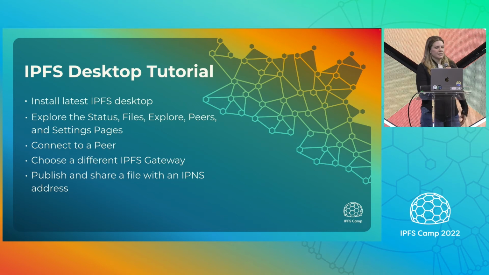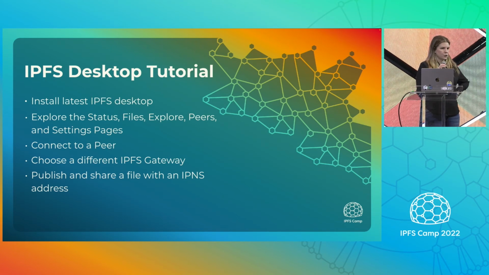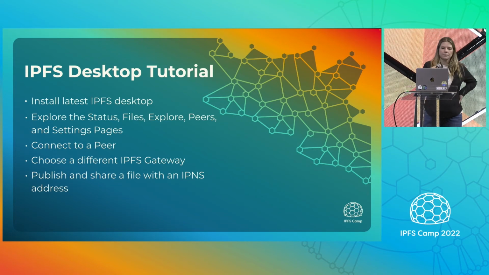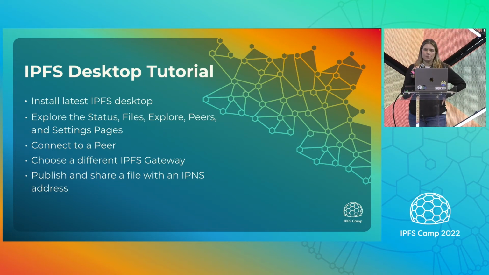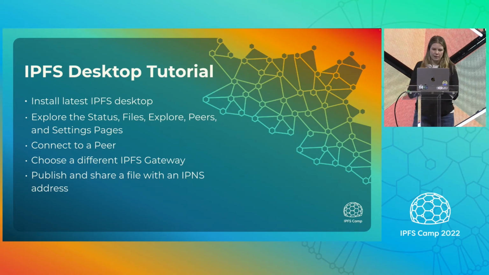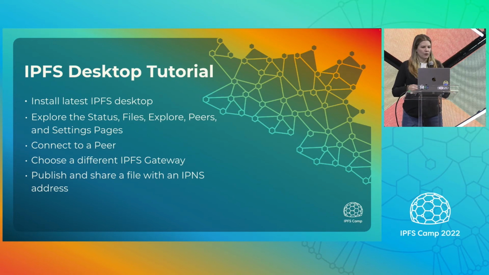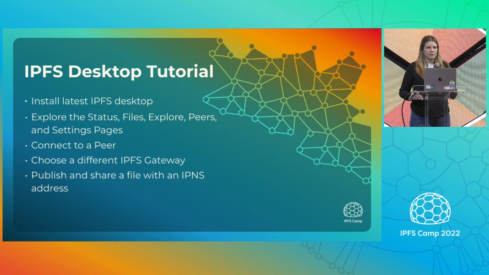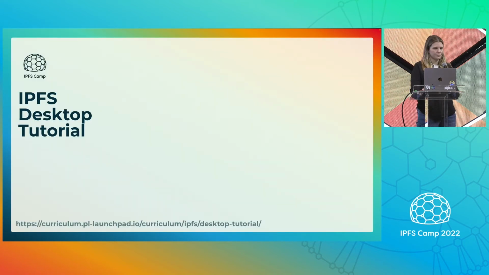In the IPFS Desktop tutorial, you'll install the latest version of IPFS Desktop and explore the different pages or views on that app. There's status, files, explore, peers, and settings pages. You'll connect to a peer. You can choose a peer to connect to. You can choose a different IPFS gateway, which is essentially just a way to connect the IPFS network with the typical HTTP internet. You can also publish and share a file with an IPNS address, which is a mutable link to a record.